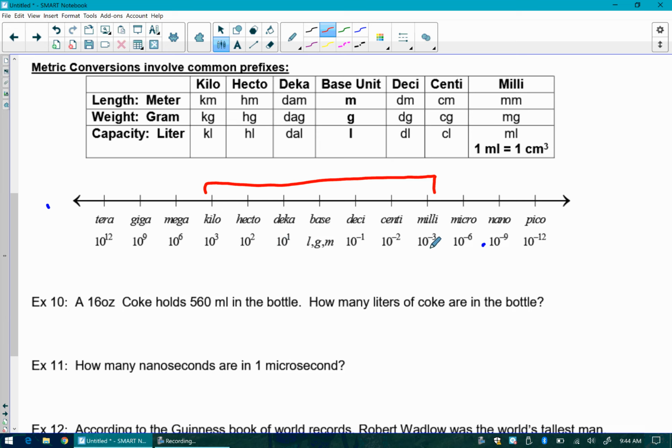If you go from milli to micro, you notice here you're just counting down by 1, but you go from 10 to the negative 3 to 10 to the negative 6. So while you are physically only moving one spot, you are going to be moving your decimal 3 places. Likewise, if you go from micro to nano, you go from 10 to the negative 6 to the negative 9. Again, you're going to be moving that decimal 3 places. Nano to pico, again, another 3 places because it's going from the 9th to the 12th.